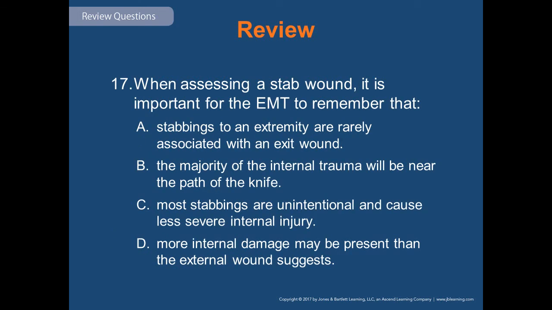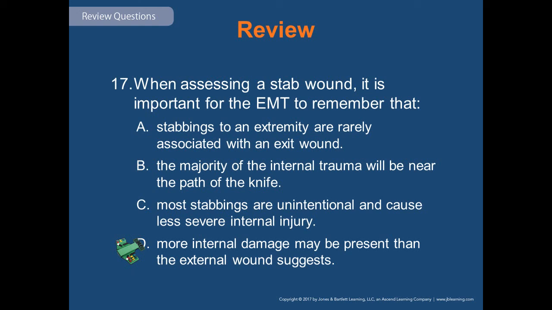Okay, number 17, when assessing a stab wound, it is important for the EMT to remember that A, stabbings of an extremity are rarely associated with exit wounds. B, the majority of the internal trauma will be near the path of the knife. C, most stabbings are unintentional and cause less severe internal injuries. Or D, more internal damage may be present than the external wound suggests. Try that once more, go through it. Okay, and the answer is D, more internal damage.